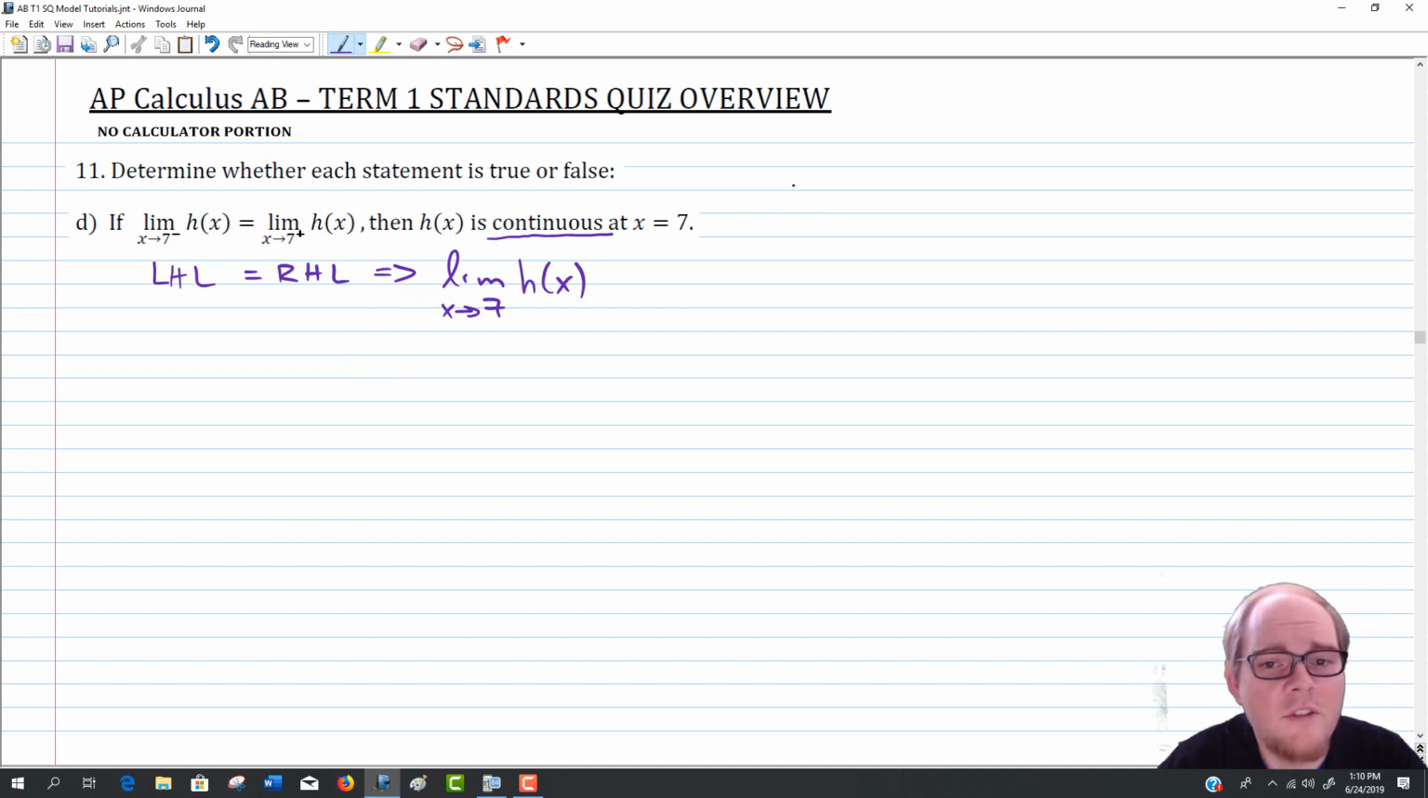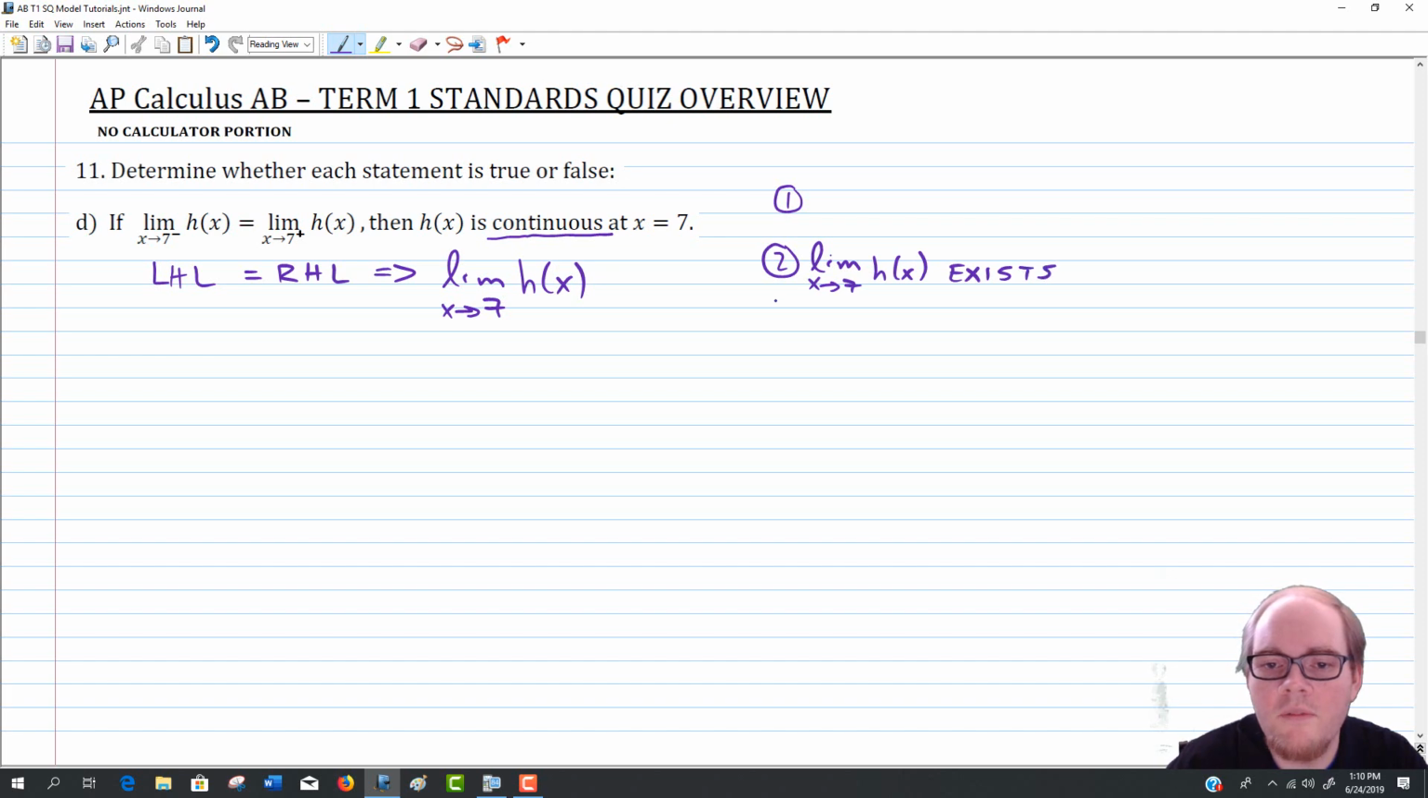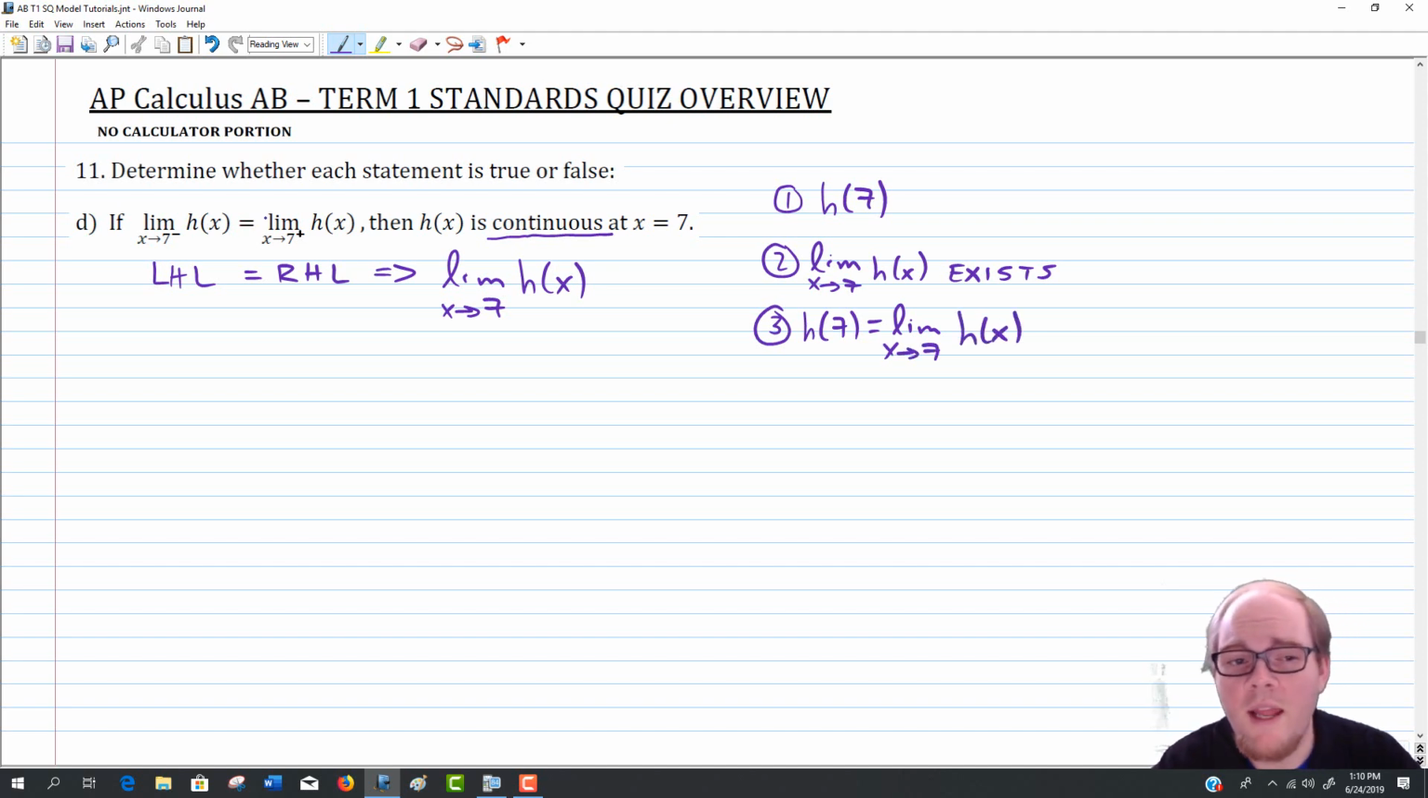So if we think about the definition of continuity, there are 3 requirements. The second one is, of course, what we just saw, that the limit as x goes to 7 of h of x must exist. But the first and third both involve the actual function value. We'd need to show that h of 7 is defined, and then finally, that h of 7 is equal to the limit itself as x goes to 7 of h of x. Now, given information about the left-hand and right-hand limits, we can only guarantee information about the limit itself.